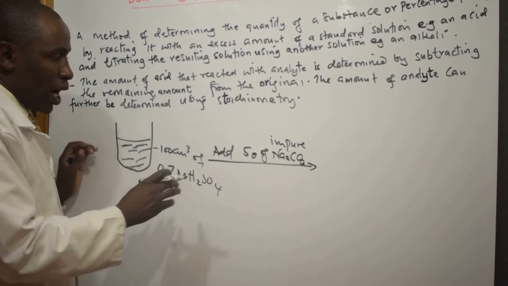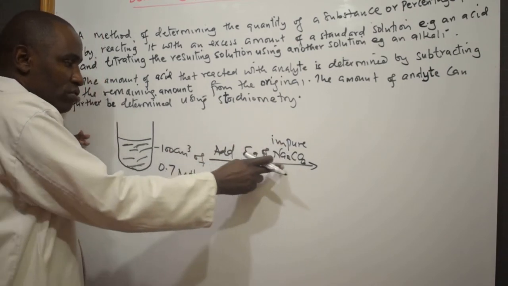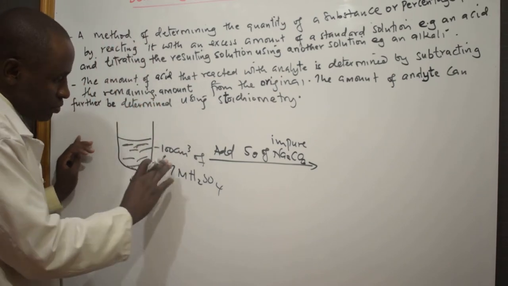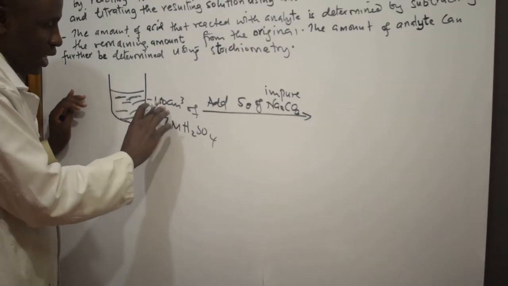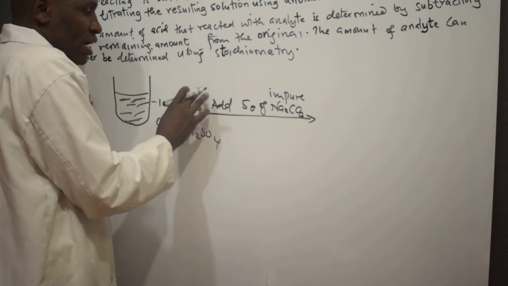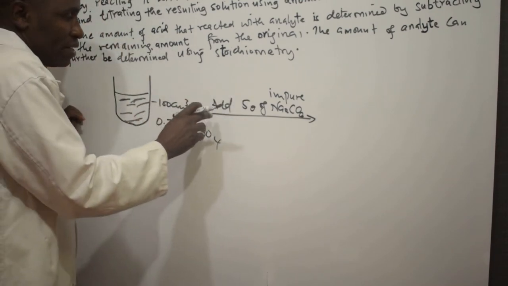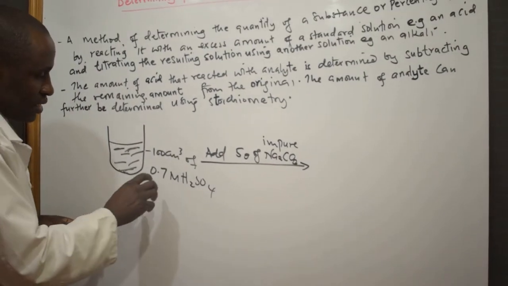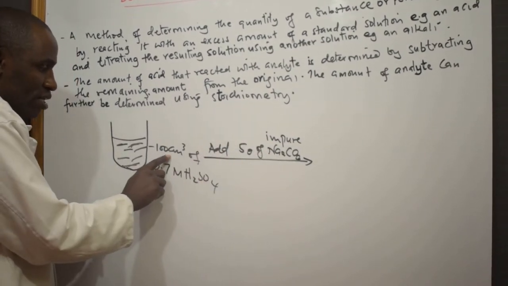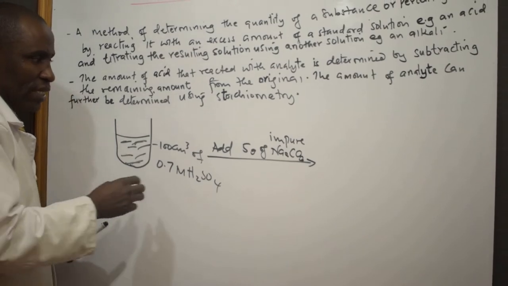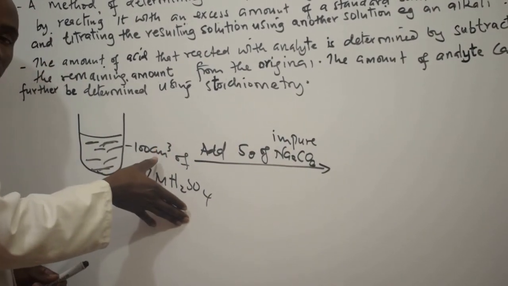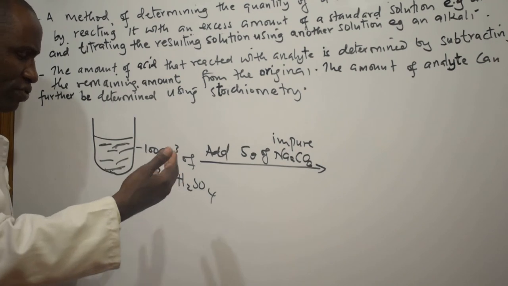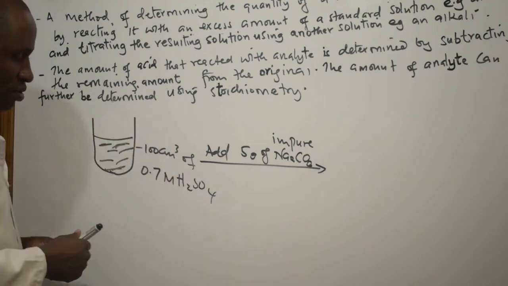Now, I'm going to put my sodium carbonate and react it with excess sulfuric acid here. If I work out the moles of sulfuric acid here, you realize that they are more than the moles in even 5 grams of sodium carbonate. That means when you put sodium carbonate in your 100 cubic centimeters of 0.7 molar sulfuric acid, this sodium carbonate reacts with some of the sulfuric acid. Once it reacts, it is going to form salt, water, and carbon dioxide, and of course, carbon dioxide escapes.